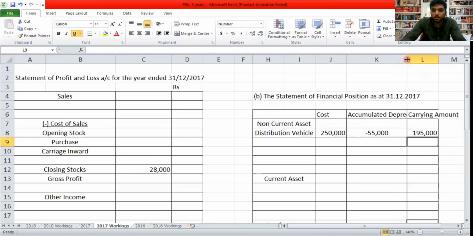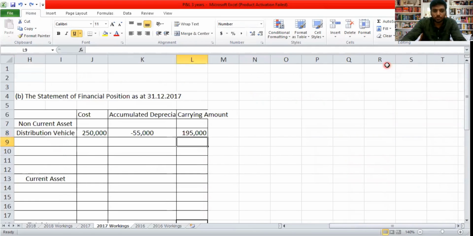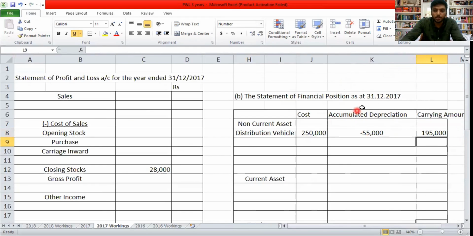Now we are moving on to the next. Give me a second, guys. Okay, because I want to take a clear picture of depreciation, accumulated depreciation. Now we are done with carrying amount. We are done with the basic first two adjustments.